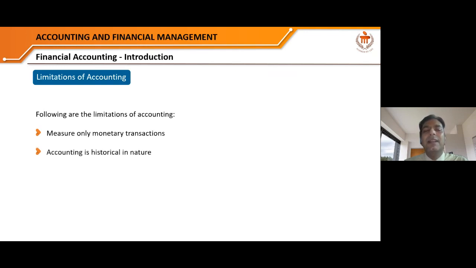We move next. Accounting is historical in nature. Yes, there is a problem with accounting. It's historical in nature. So if I bought a machinery 5 years back for 50 lakh, that would be 50 lakh for me still. So the gross value of that would be showing 50 lakh, and then I'll be charging depreciation on that. So it actually shows historical values only. So it is based on historical concept.